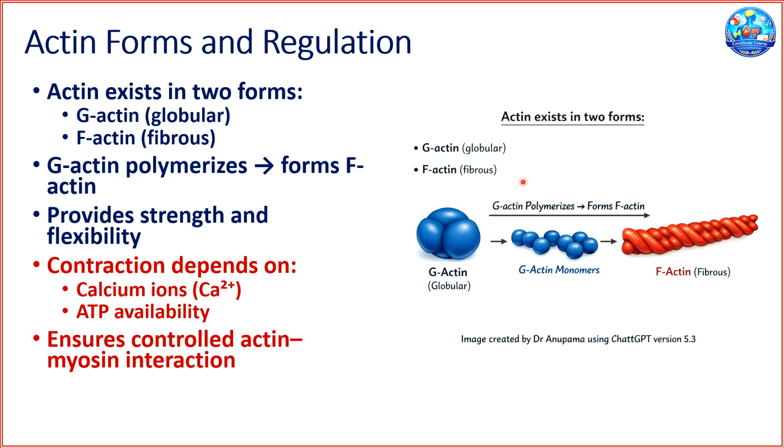And the interaction between the actin and myosin, we know that it is highly regulated. It depends upon the availability of calcium ions and ATP. So if they are there, then only actin and myosin will interact, thereby leading to muscle contraction.